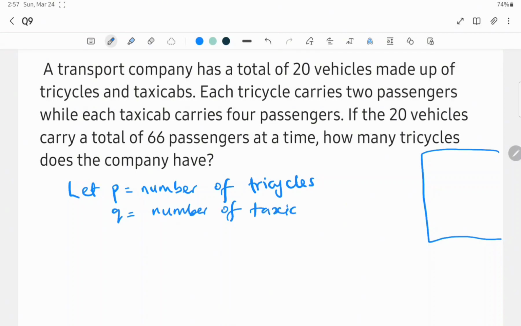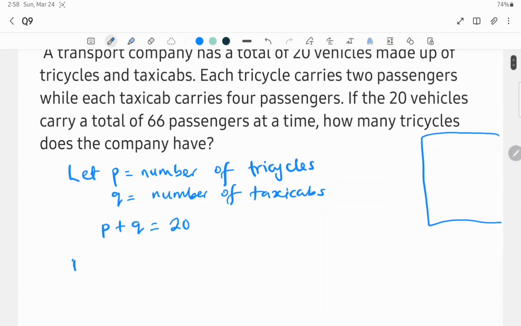Now, we know that there are 20 in total. That means P plus Q equals 20. Each tricycle carries 2 passengers, that means my P multiplied by 2. Each taxi cab carries 4 passengers, my Q multiplied by 4. The sum of these two is 66. That means 2P plus 4Q equals 66.